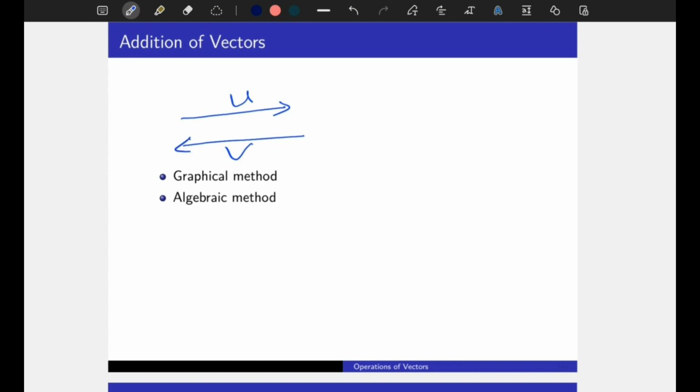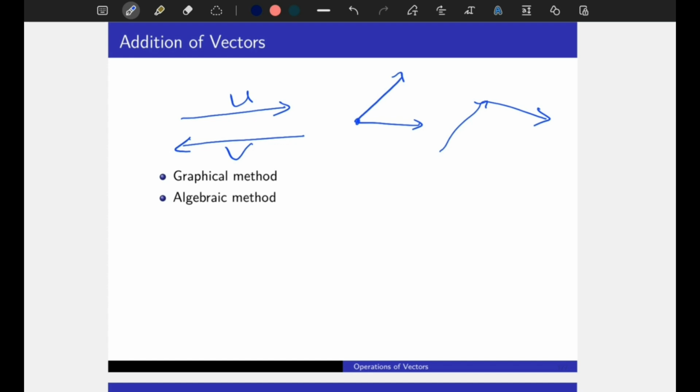The first point is when they have the same initial point, and the second is when the head of the first one is the head of the second.